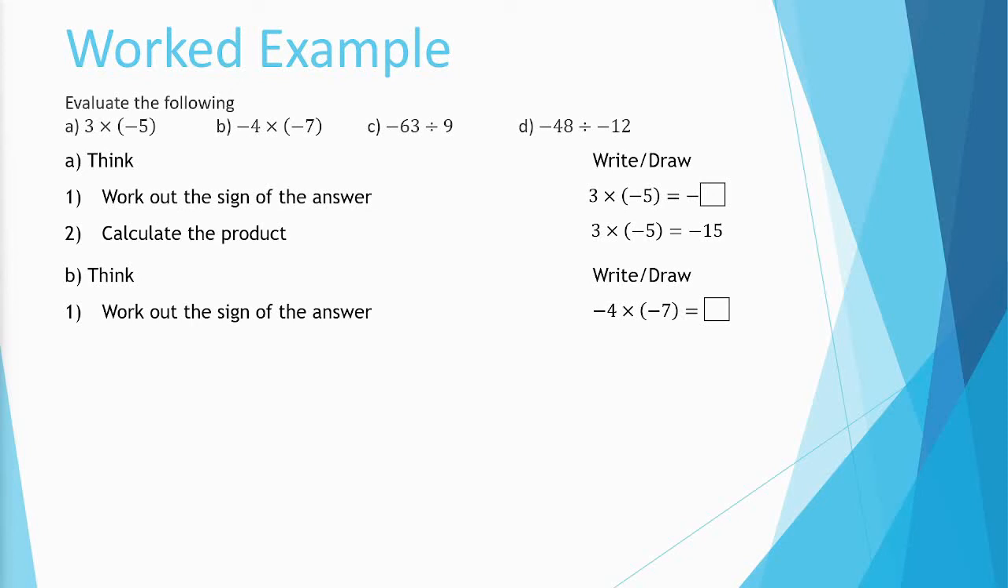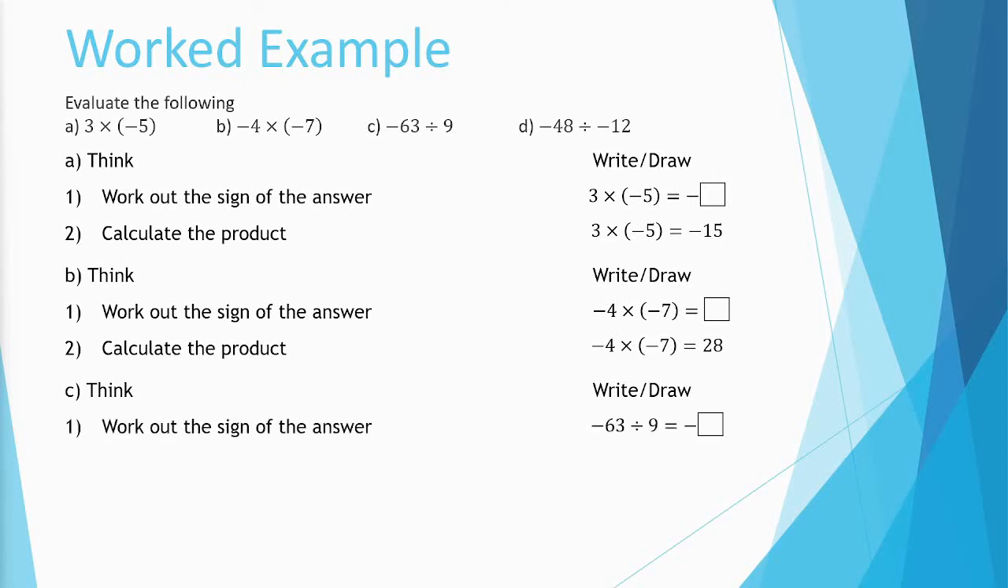And then next, I need to calculate the product. So I go 7 times 4, which is 28. So I can just write the number 28. I don't need to write the sign in front, so I can just leave it like that. And there's my answer. Next is question C, and we're going to do some division now.